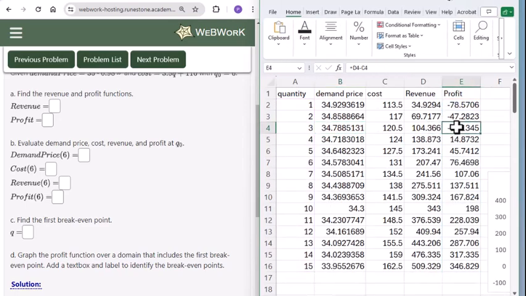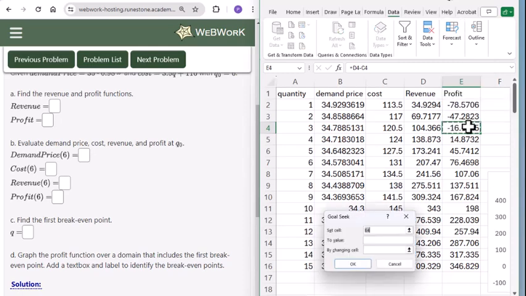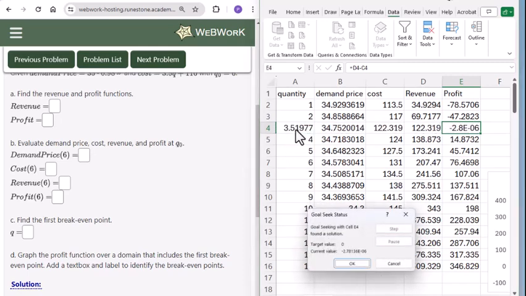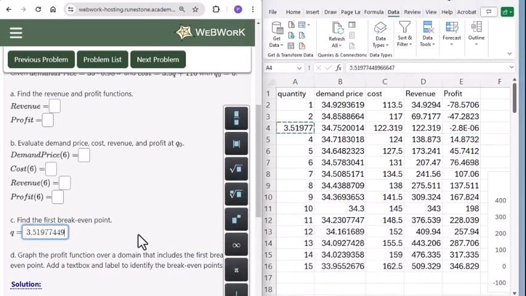Let's go ahead and find the break-even point by setting the profit equal to a value of 0 based on the corresponding quantity. So 3.5197 should be my break-even point.